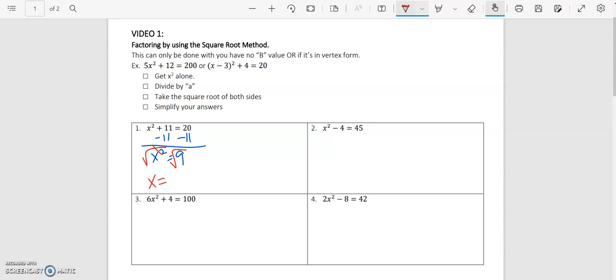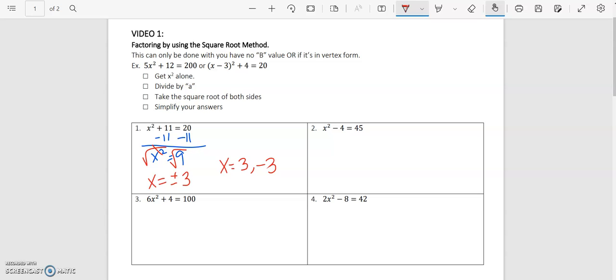Simplifying our answer, square root of 9 is 3. But in this case, we do need to say plus or negative. Is a positive or a negative 3. So we're going to use that plus or negative symbol. You could also write out your answer as x equals 3 comma negative 3. That is also acceptable. So let's look at example number 2.